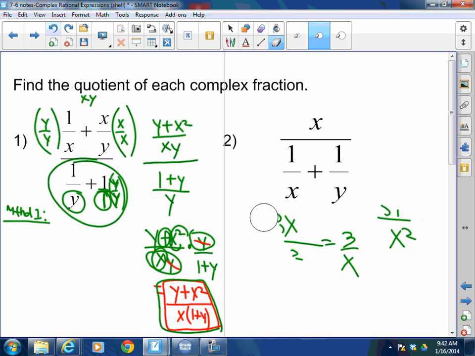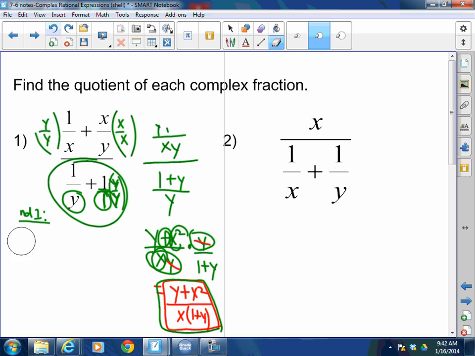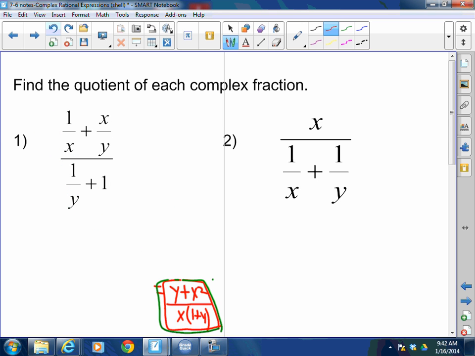I'm going to erase it all and do it in red. I'm going to do method 2. Okay. I'm going to leave the answer, make sure that we get the same answer. Method 2, what's the LCD of everything? Okay, so I'm going to multiply xy to everything. To this, to that, and to that.